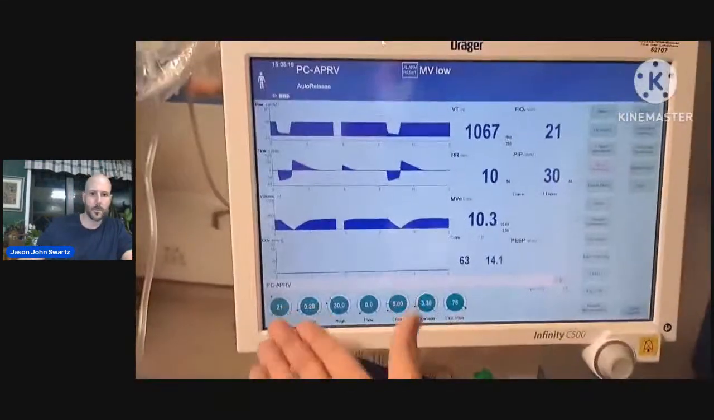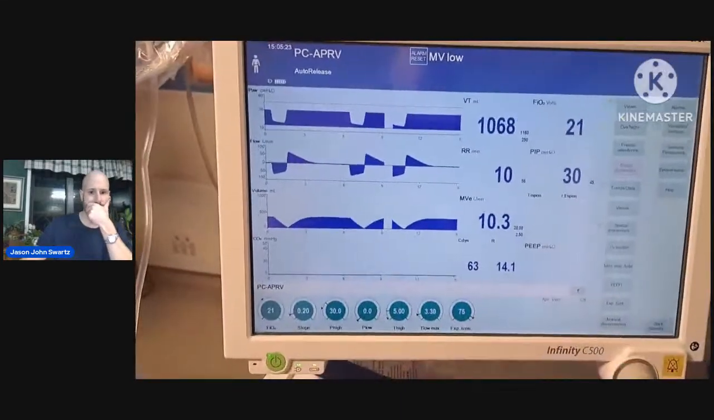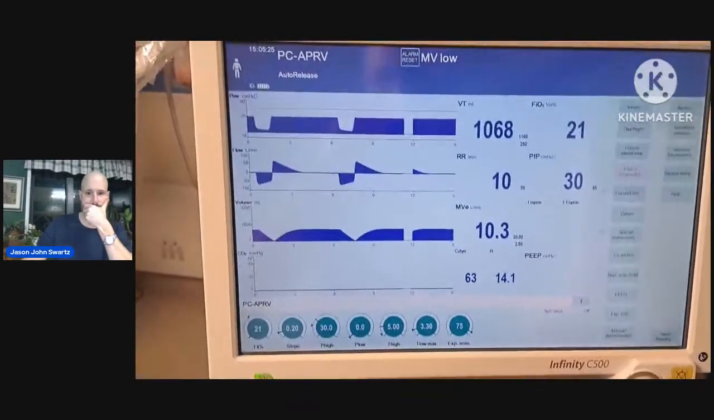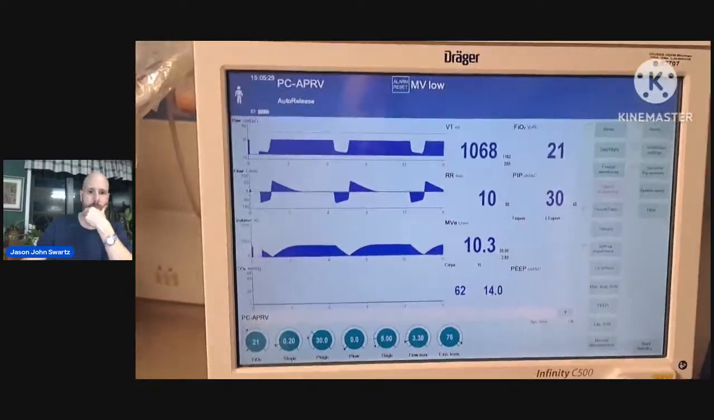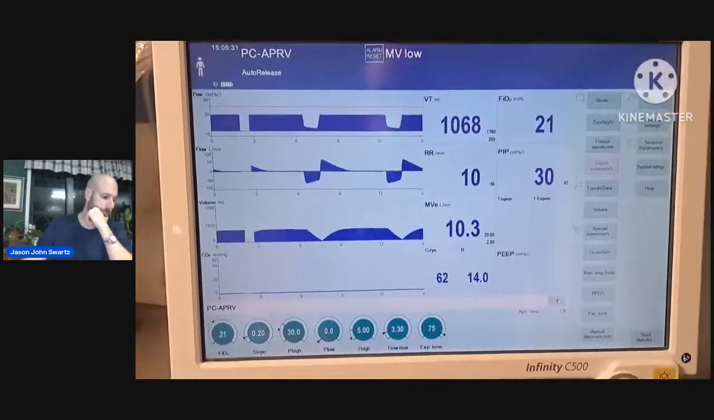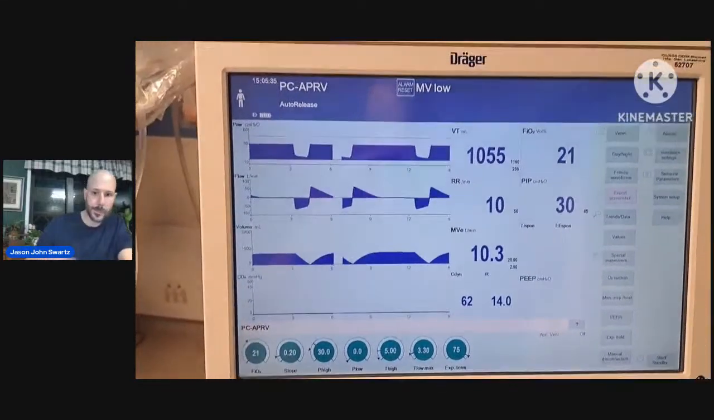He shouldn't be on 50%. He's intubated for non-respiratory issues, but he is a heavy patient. And heavy patients are at risk of atelectatic trauma and things like that. So very satisfied with this one.